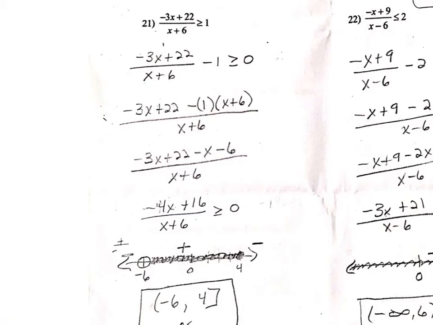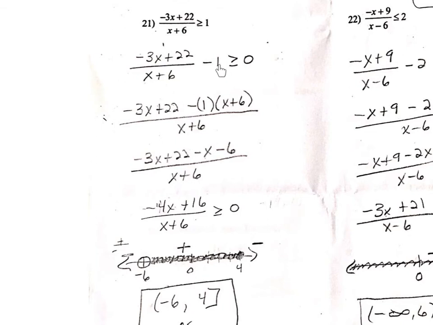All right, on the last page, we're going to just look at problem number 21. And this one is negative 3x plus 22 over x plus 6 is greater than or equal to 1. And we're solving for the inequality. Well, the first thing we have to do, because this is not set equal to 0, you see this is a 1, we have to move this 1 over, so we do that by subtracting 1 from both sides. Now we have a fraction minus a number, and they don't have a common denominator, so the first thing we have to do is take care of the common denominator issue.